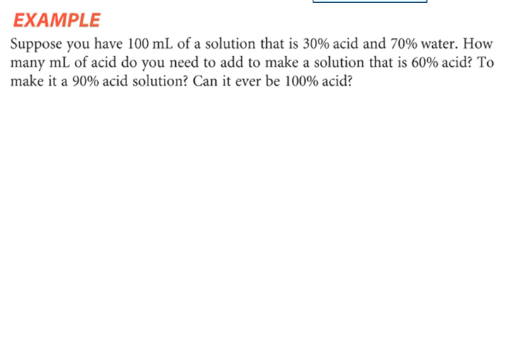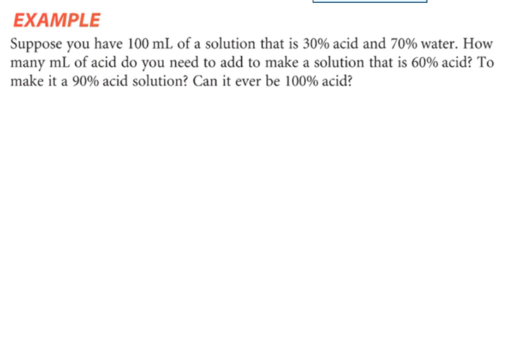We're going to apply this solving of rational equations to a word problem. So this problem says, suppose you have 100 milliliters of a solution that is 30% acid and 70% water. How many milliliters of acid do you need to add to make a solution that is 60% acid? To make it 90% acid solution? Can it ever be 100% acid?